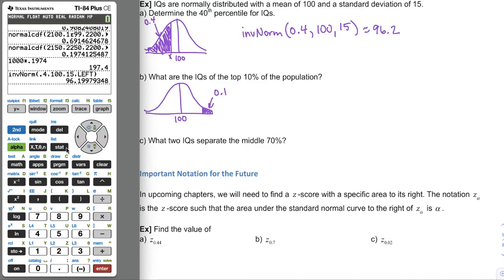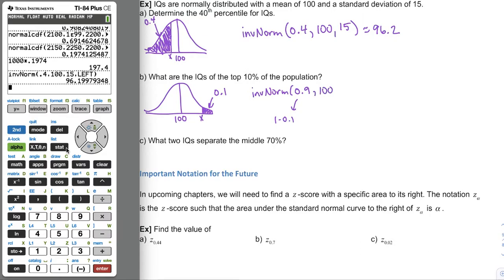I already mentioned before that the inverse normal only works for area to the left. Of course, that depends on what calculator you have, but I'm going to use that as my default just because a lot of you might have a TI-83. So for this problem we were given the area to the right of a particular value. Well, if I know the area to the right, I definitely know the area to the left because the entire area under the curve is 1. So if the area to the right is 0.1, the area to the left has to be 0.9. I'm using the complement, so this was 1 minus 0.1.